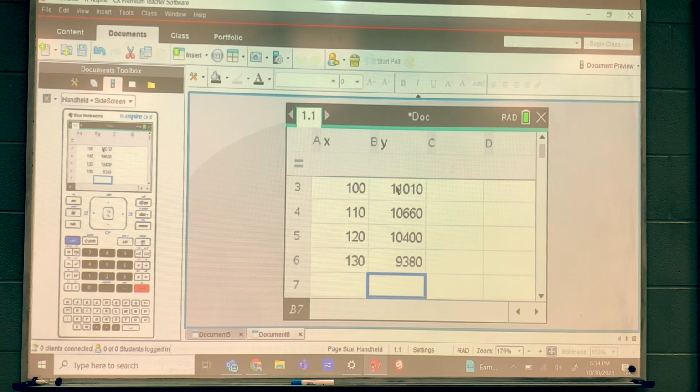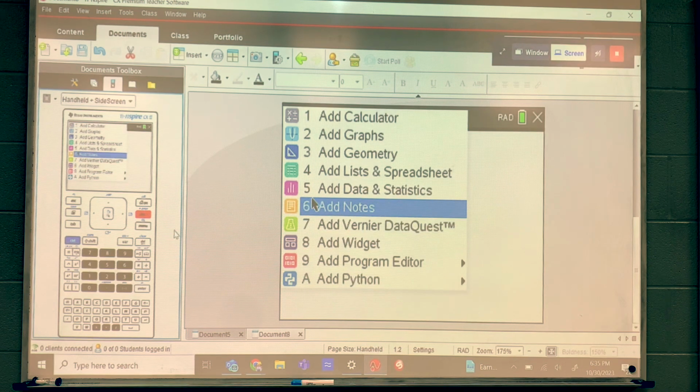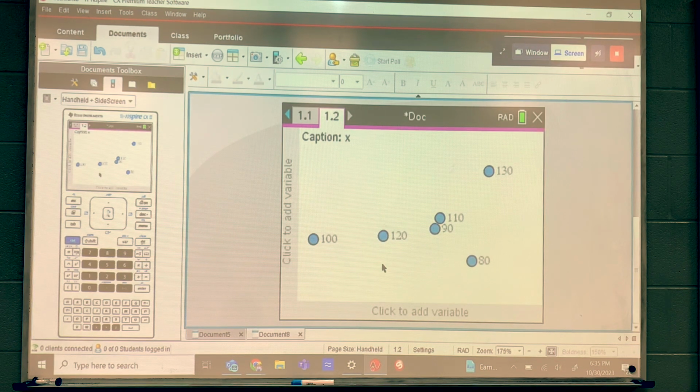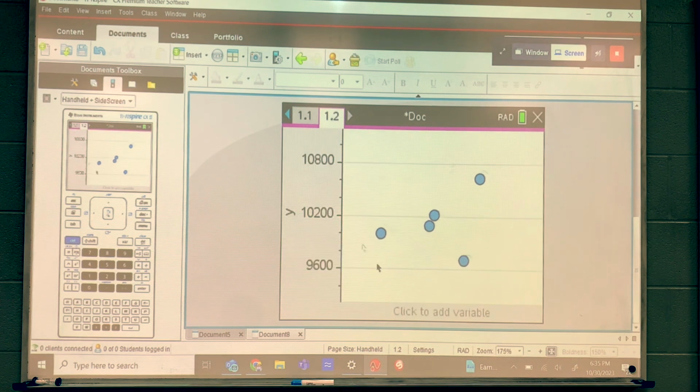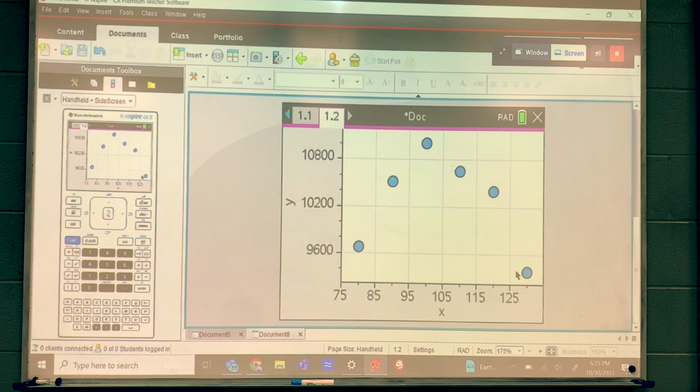Okay, so think of it as 3 parts. First part, I want to get my information into the table correctly. So step 1's complete. Step 2, I need to plot these points. How do you plot these points? Control doc 5. 5 is data and statistics. So there are my dots. I need to label the axes, right? Y is the vertical axis. X is the horizontal axis. So that was step 2, plotting the points and then labeling the axes. Step 3, give me the equation.